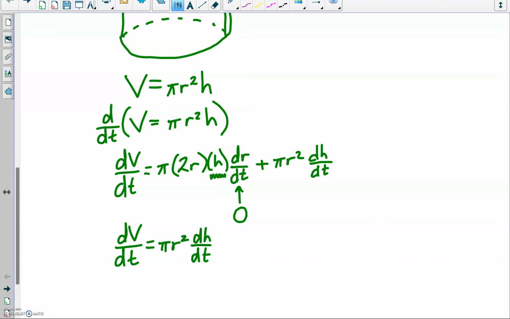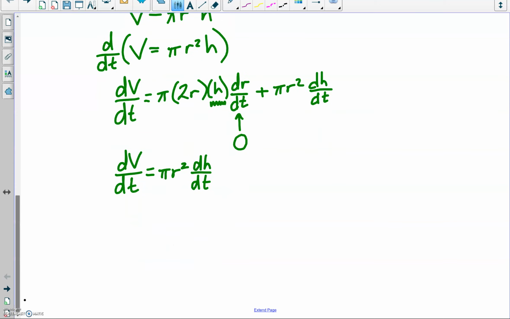And that's looking good. I'm liking where that's going because I have all the information. I got a dV/dt that was given, I have an r that was given, and I want dh/dt, which I can solve for. So I'm going to do a little solving here, move the dh/dt over to the left side and essentially divide out the pi r squared. So we get this dV/dt divided by pi r squared would give me the dh/dt.